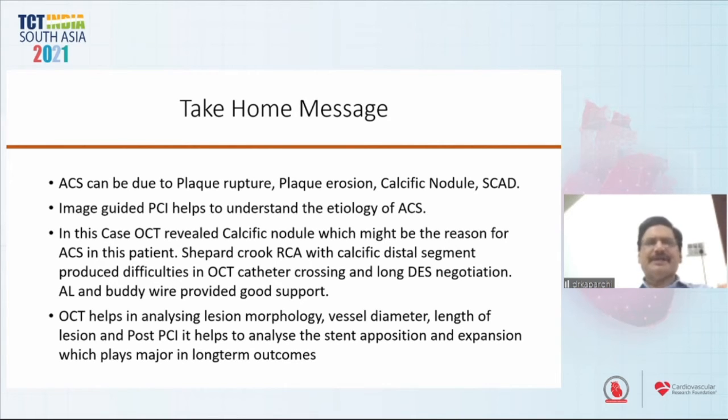thrombus and ACS. And the Shepherd Crook RCA with a calcific distal segment produced difficulties in OCT catheter crossing and long segment negotiation. Amplatz along with the buddy wire provided very good support. And OCT helps in analyzing the lesion morphology, vessel diameter, and length of the lesion. And post PCI it is very useful to analyze the stent expansion and edge dissections, which play a significant role both in acute as well as long-term outcomes.